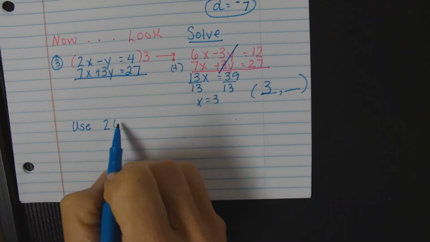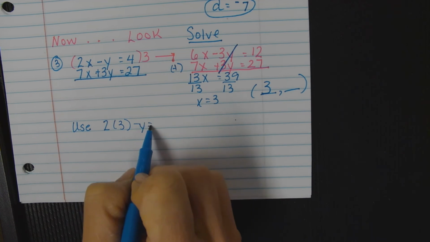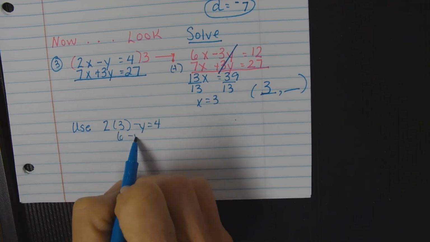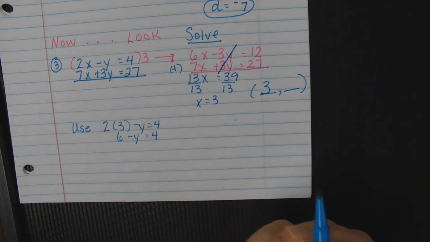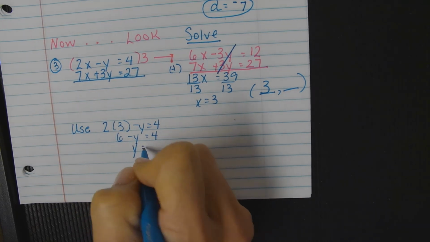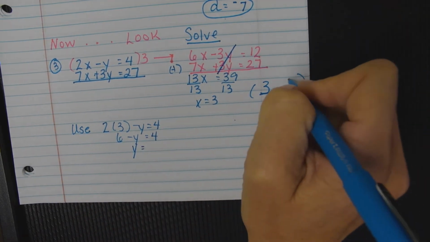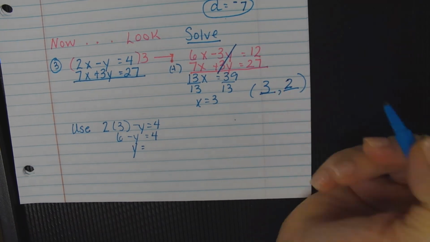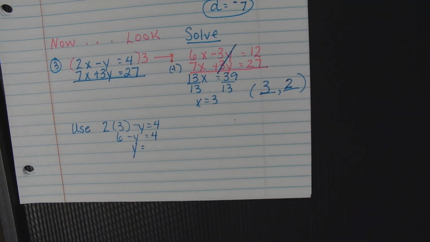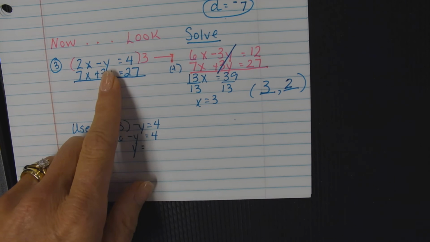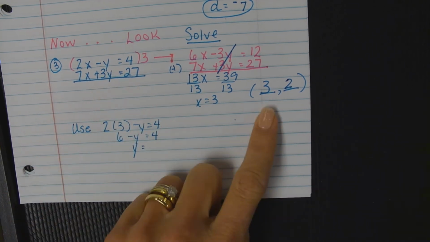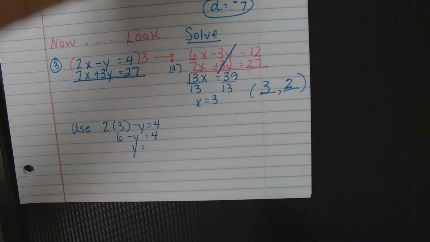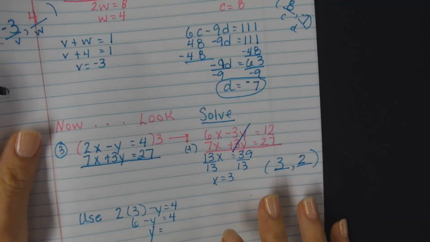2 times 3 minus y equals 4. 6 minus y equals 4. And what is y? Anybody? 2. So, like Tyler said earlier, if you graph these two lines, they're going to intersect at (3, 2). Okay, let's move on. Let's do another one.